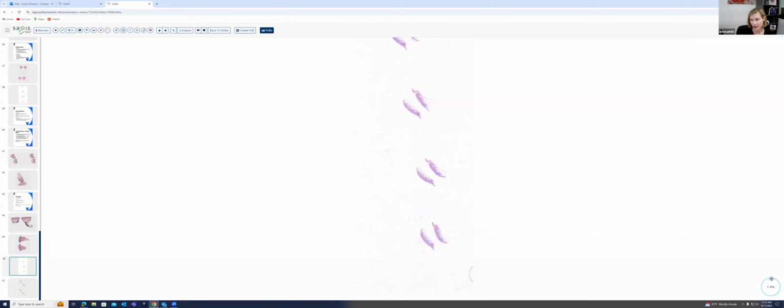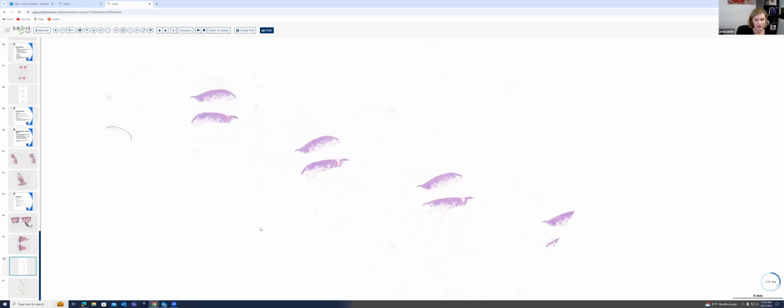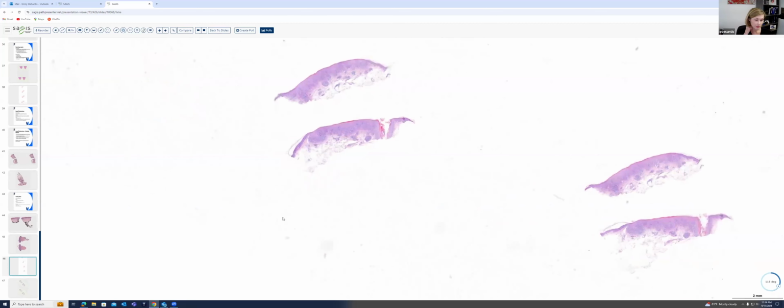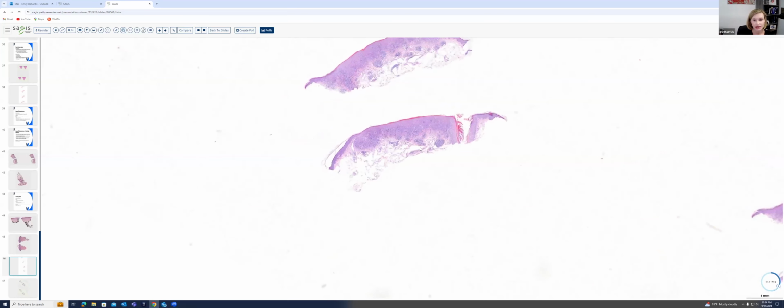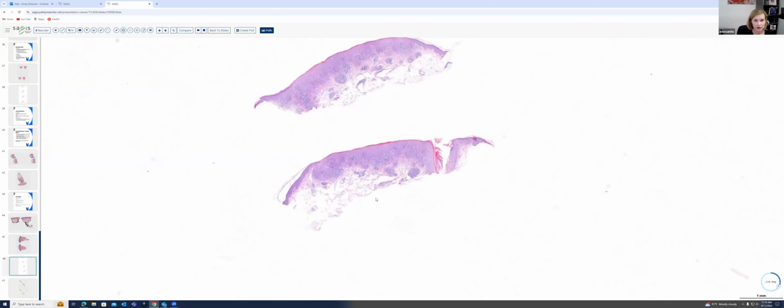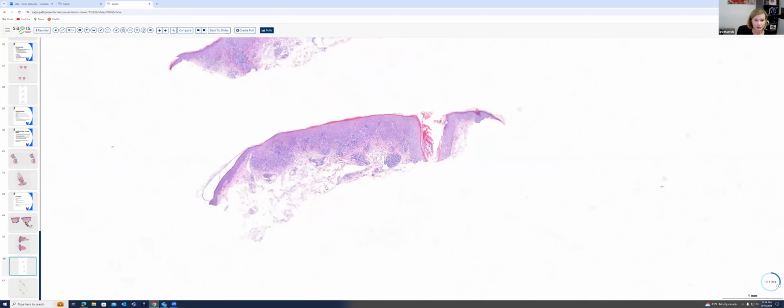Here we have a shave biopsy. This was a case that was submitted as rule out BCC, which tells us it is a solitary lesion rather than a rash or a more diffuse process. And it's a bisected shave. At this power, we see a band-like inflammatory infiltrate along the dermal epidermal junction.